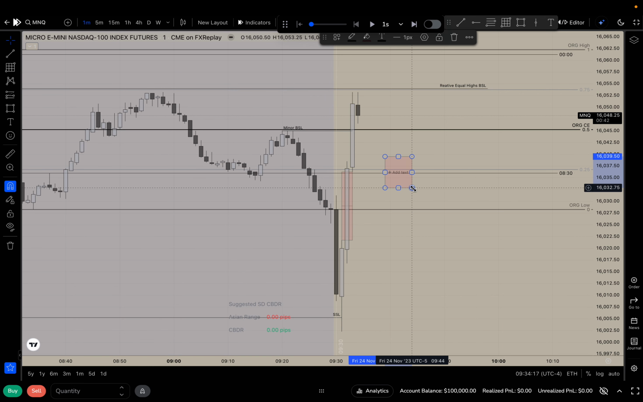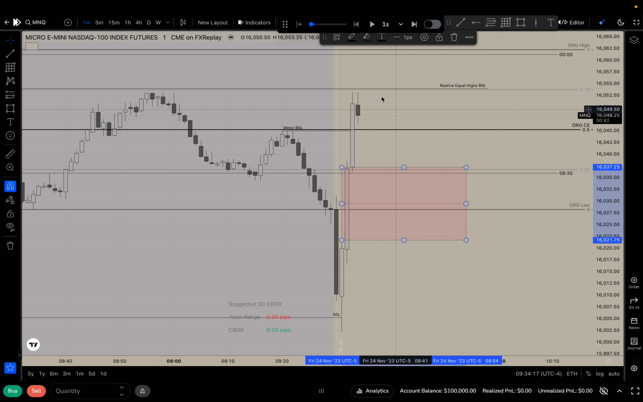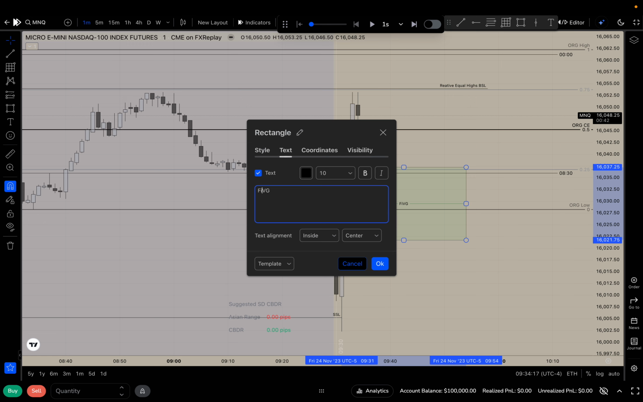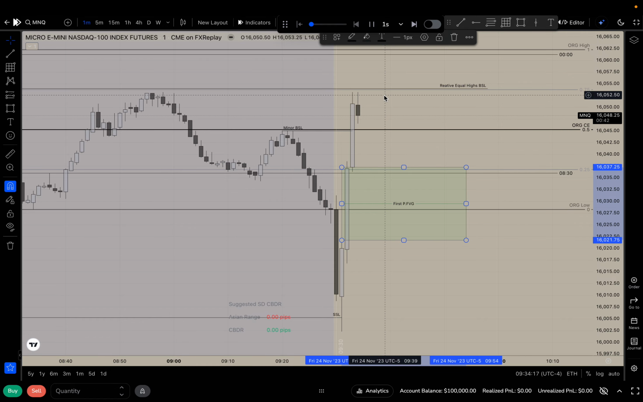This is what I mean. Every time. Love of God. Here we are. And right there, this is our first presented fair value gap. We'll see how price responds off of that.